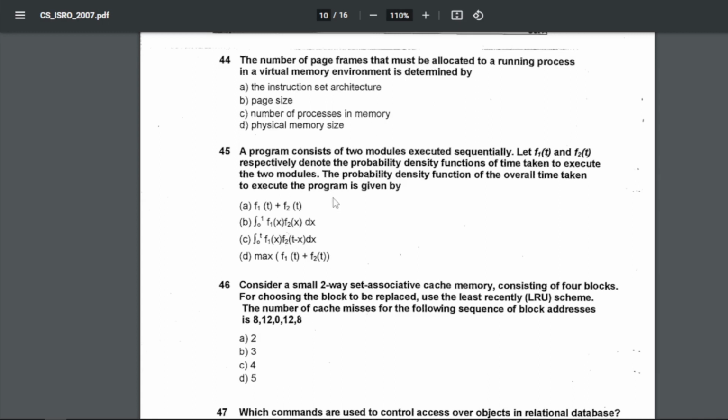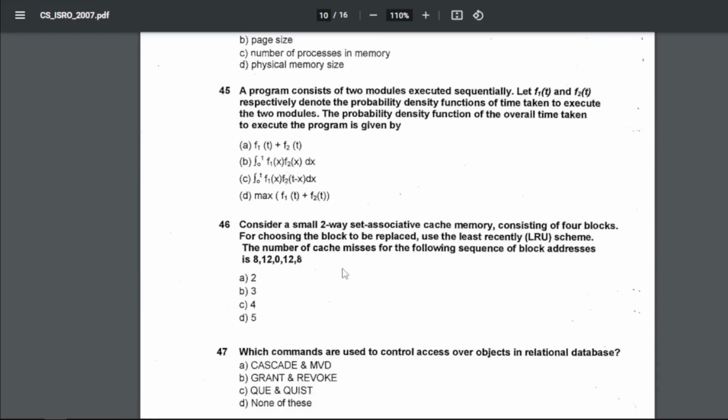45: a program consists of two modules executed sequentially. Let f1(t) and f2(t) respectively denote the probability density functions of the time taken to execute the two modules. The probability density function of the overall time taken to execute the program is given by what? So for 45 our answer will be C, that is this particular expression.